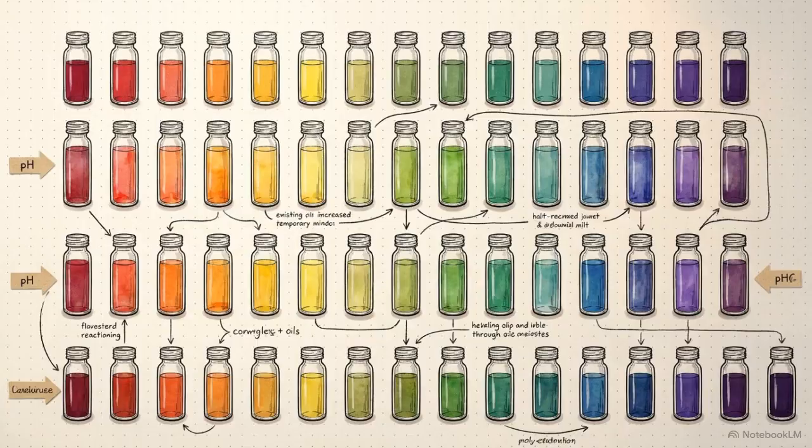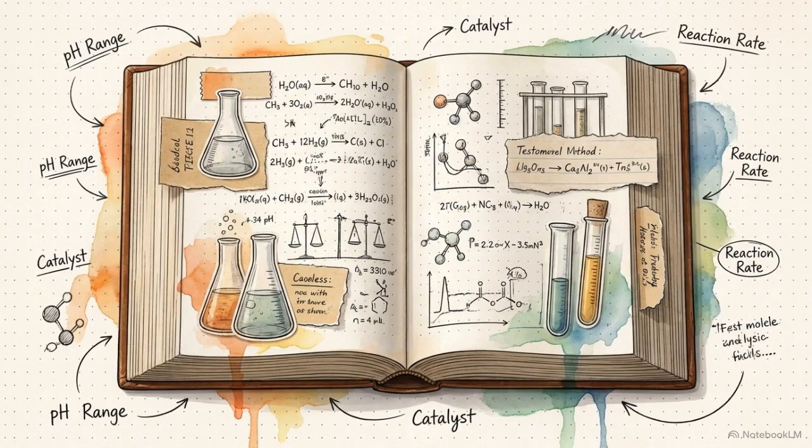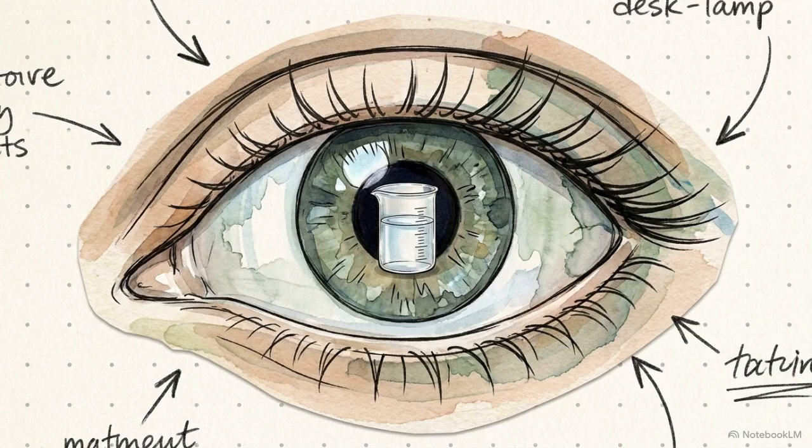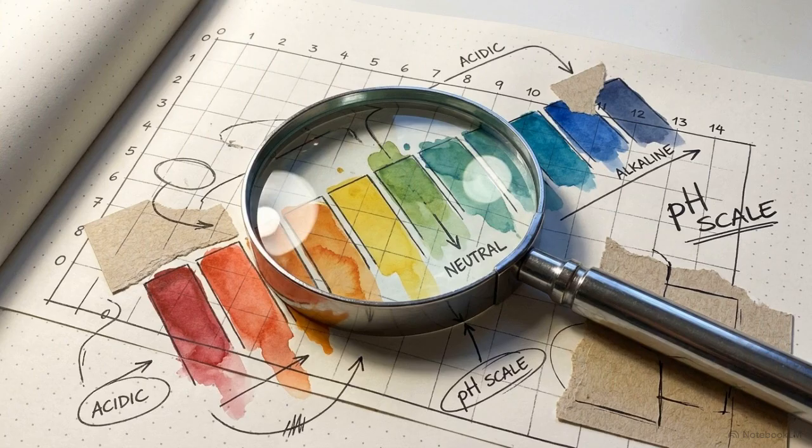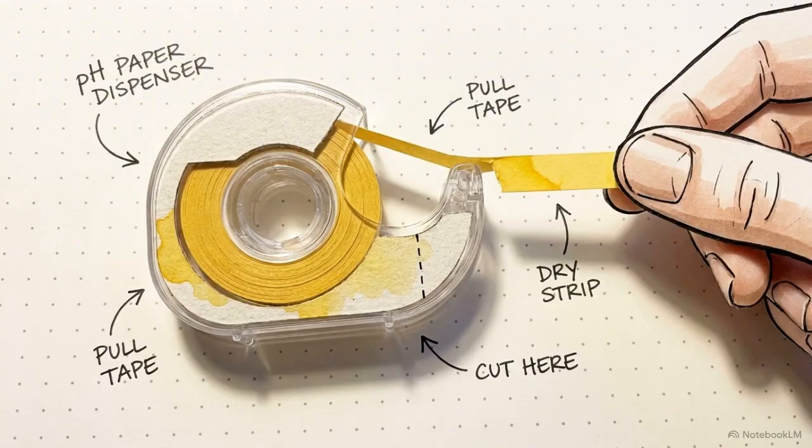of any liquid. Knowing the scale exists is one thing, but because we cannot see these chemical properties with the naked eye, how do we actually find a substance's location on that 0 to 14 map? We use a physical key called pH paper, specially treated strips designed to reveal what is otherwise invisible.